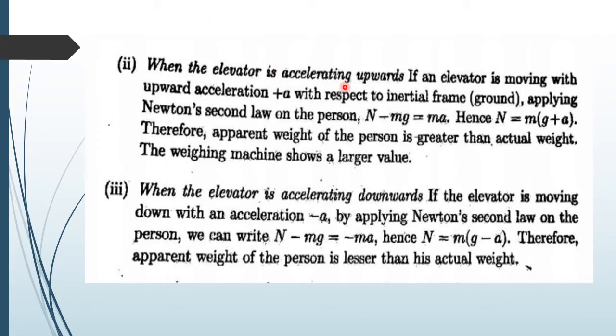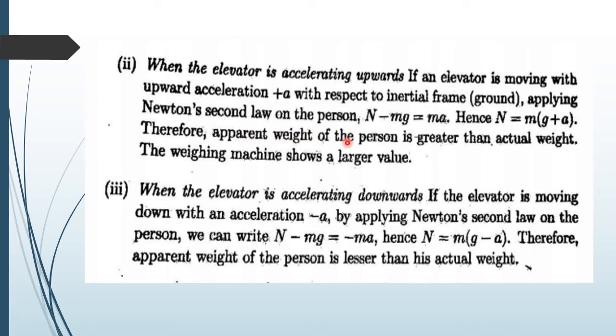Now, the second case: the elevator is accelerating upwards. If the elevator is moving with an upward acceleration plus a with respect to an inertial frame or ground, applying Newton's second law, we get N minus mg is equal to ma. F is equal to ma relation. The net force on the person or the turtle is N minus mg, that is equal to ma, where a is the upward acceleration of the elevator. Hence, we get the normal reaction N is equal to ma plus mg, or m into g plus a.